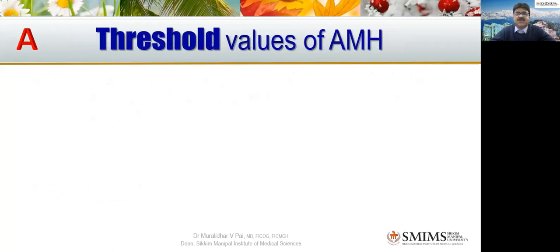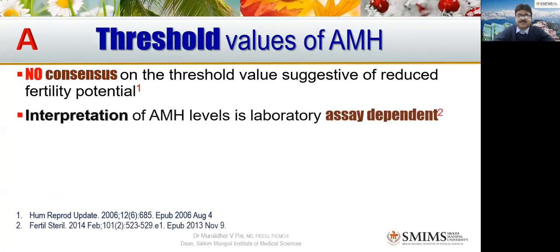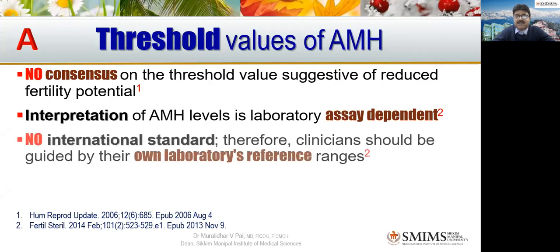All right. So the threshold values for AMH: no consensus on the threshold value suggestive of reduced fertility potential. We say AMH is excellent, A for AMH, but there is no consensus. What should be the value? Interpretation of AMH level is laboratory assay dependent. In the world there are so many labs, and it will depend on that. No international standard. Therefore, clinicians should be guided by their own lab's reference ranges. So you refer to the lab report of your own lab and then take a call.